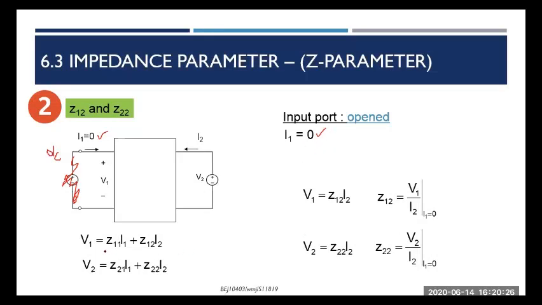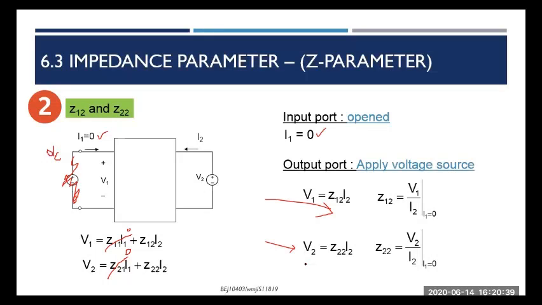By setting the input port to open circuit, you set I1 equals to 0. Then you can solve these equations. So this one is 0, this one is 0, and then you can obtain this equation and also this equation. At the output port, we apply a V2, similar to what you did in step 1. We can also rearrange this equation: Z12 equals to V1 divided by I2, and Z22 equals to V2 divided by I2.